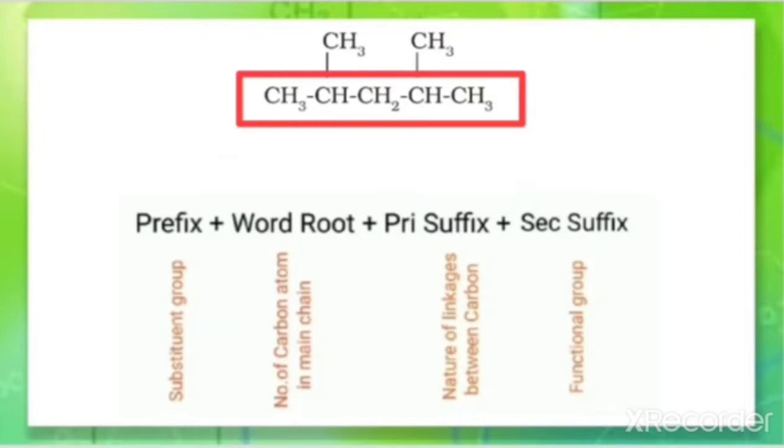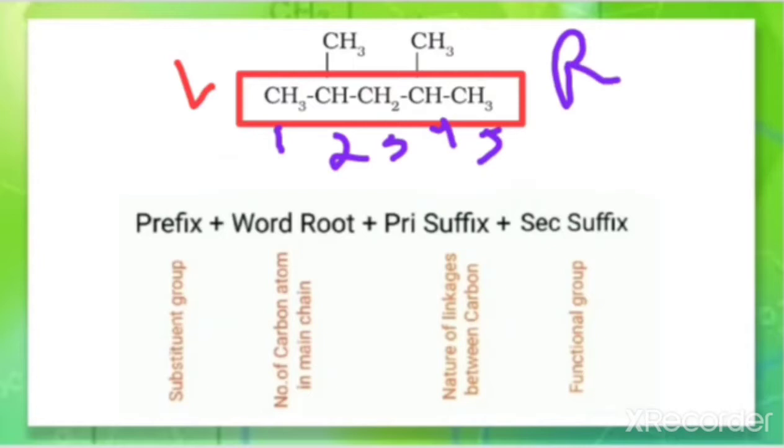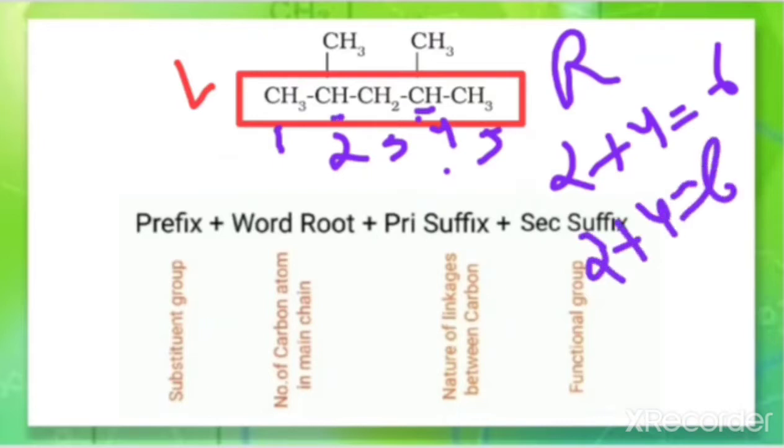And when you number it from the left side, what will be the positions for the substituents? That is 1 here, 2, 3, 4, 5. And from the right side also, when you count, you will be getting the same positions. That is, this methyl group is getting the second position and this is getting the fourth position. So when you count the sum from both sides, it is the same. From the left side 2 plus 4 is equal to 6, and from the right side, this is the second position and this one is the fourth position. Again 2 plus 4 is equal to 6. So in both ways you will be getting the same sum.